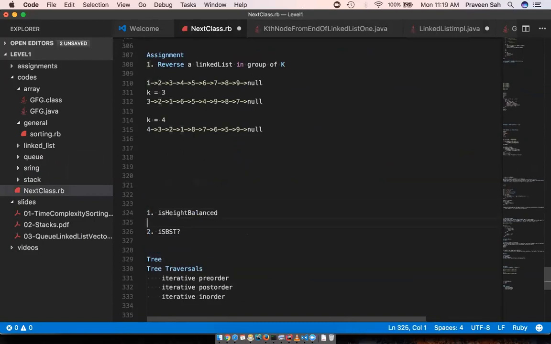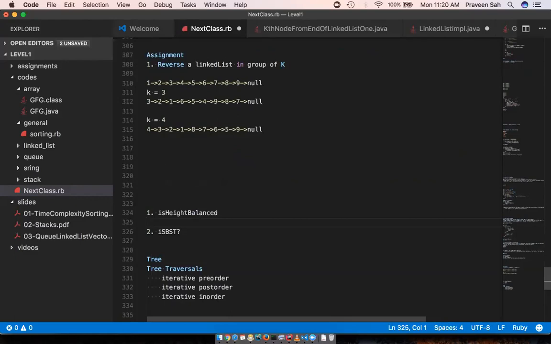So what is height balanced? I'll tell in simple words. A height balanced tree is a tree where each node's left subtree and right subtree heights differ by a maximum of 1. That holds for every node, not just the root node. It cannot differ by more than 1. Either they are equal, or left is 1 greater than right, or right is 1 greater than left. That is a height balanced tree.